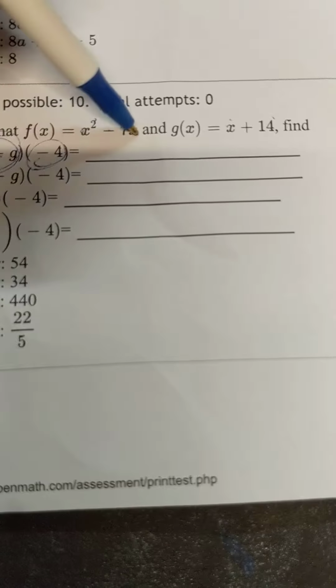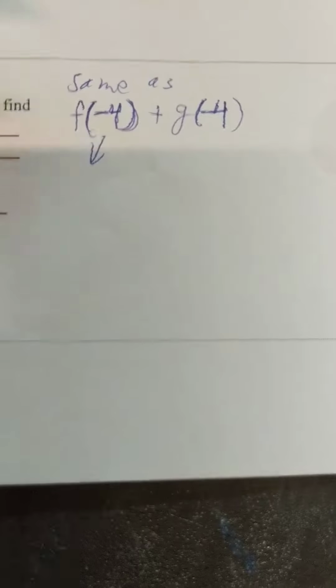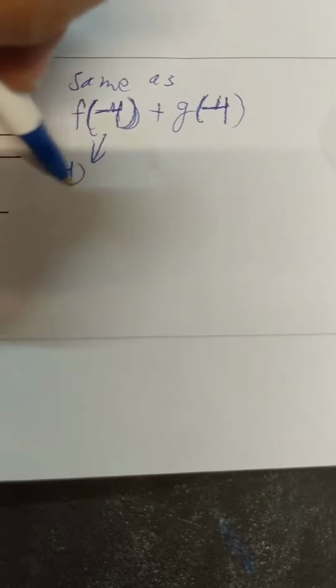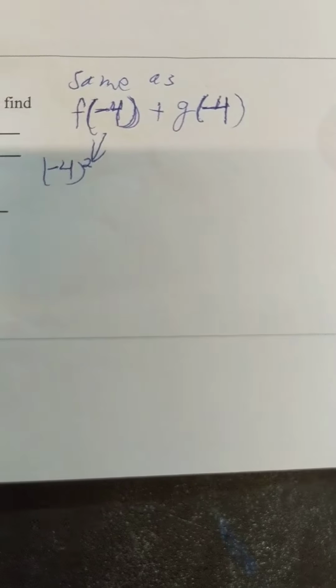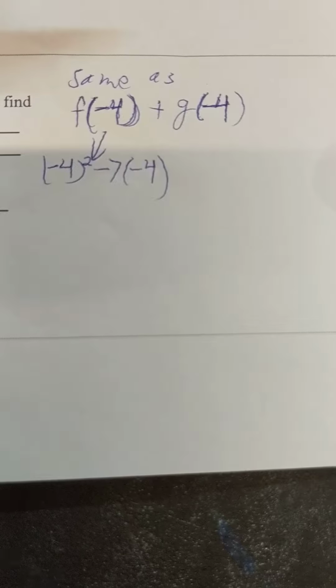F is this x squared minus 7x thing, so we'll put a -4 in there. So it'll be -4 squared minus 7 times -4. So let's figure that out. F of -4, that'll be, what do we say? Oh yeah, -4 squared minus 7 times -4. Let's do that real quick.